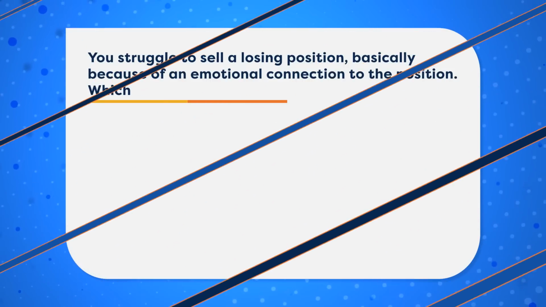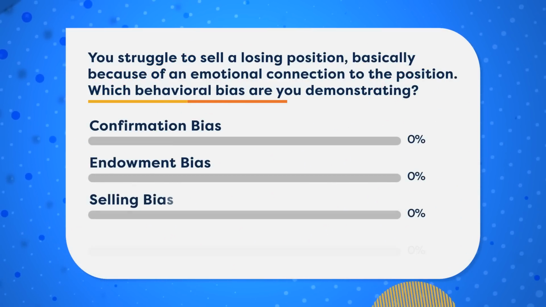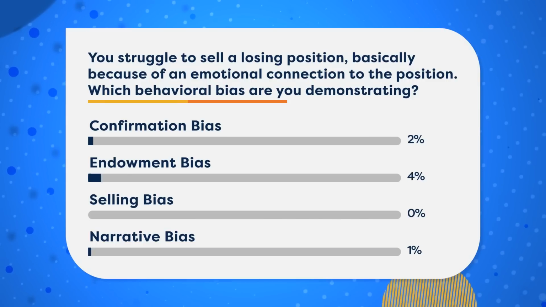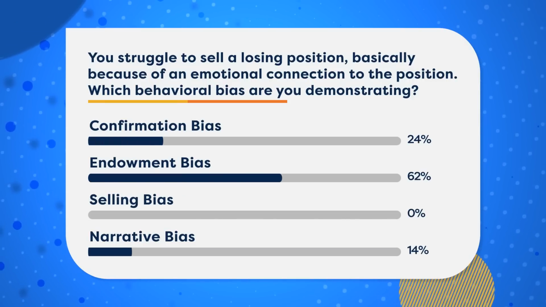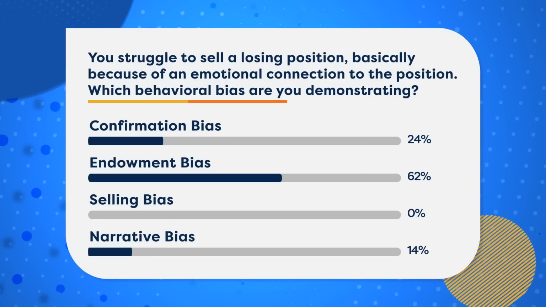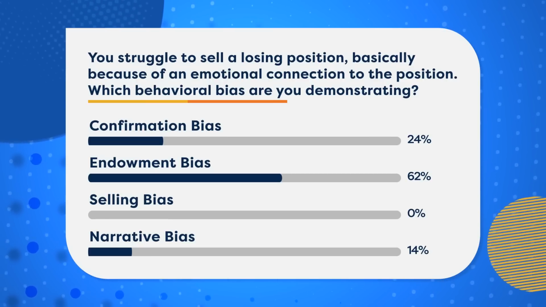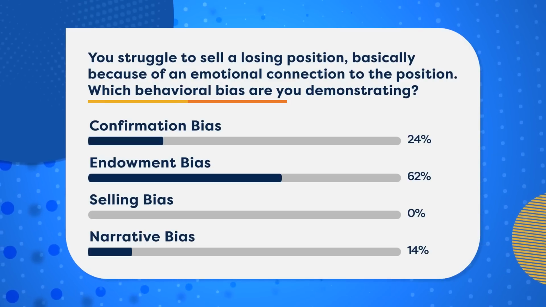As we start our market recap, I did want to begin with a poll. We asked you recently, you struggle to sell a losing position basically because of an emotional connection to the position. Which behavioral bias are you demonstrating? We gave you four choices: confirmation bias, endowment bias, selling bias, or narrative bias. 62% of you, correct, endowment bias.